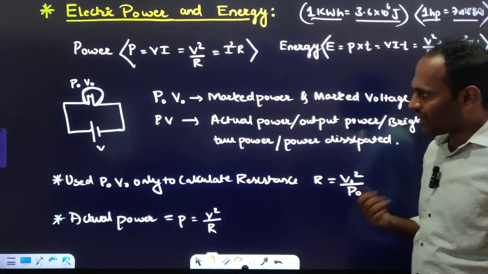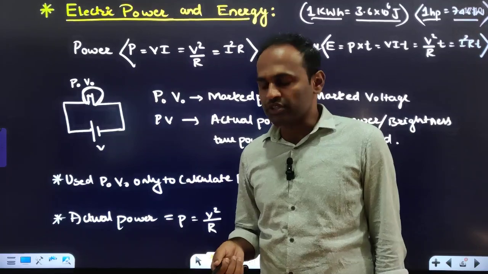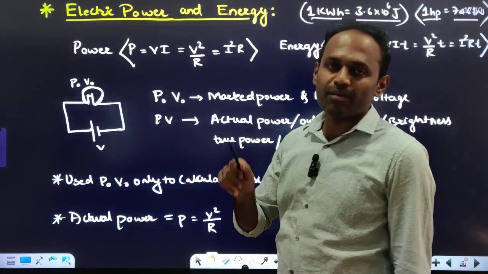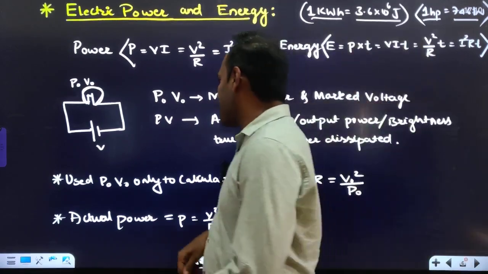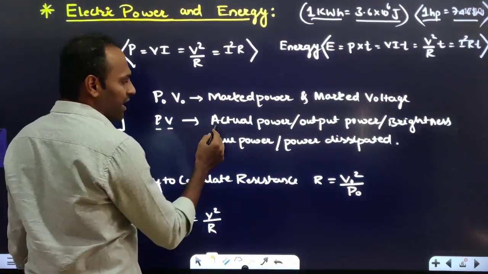Like that they can tell it, right? So different words they will use in the question. So P0 and V0 indicates the marked power and marked voltage which are printed on the bulb. Correct? And next, P and V are actual power.